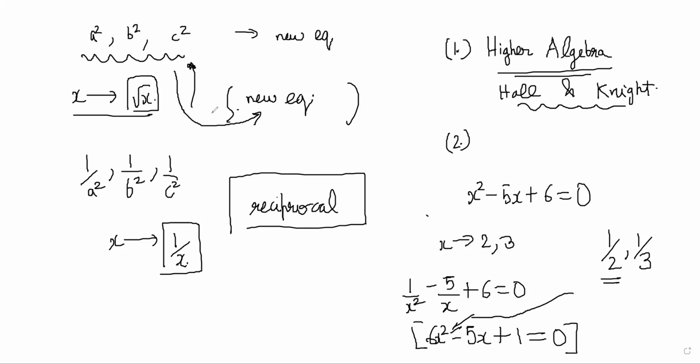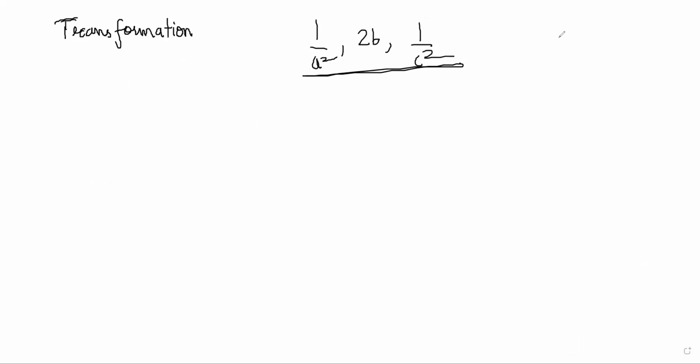So this works with equations of any power? This method of transformation of equations will work as long as all the roots are undergoing the same transformation. So it should not be that 1 by a square, and 2b, and 1 by c square. Then it will not work. All the roots should have the same change happening. If the same change happens, what you have to do is the opposite of that change, the inverse transformation on x.